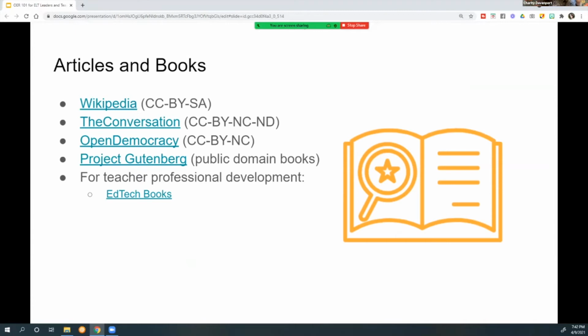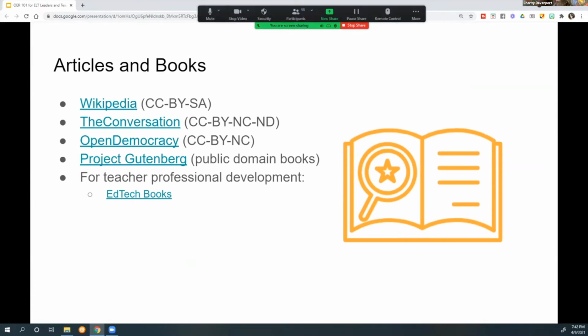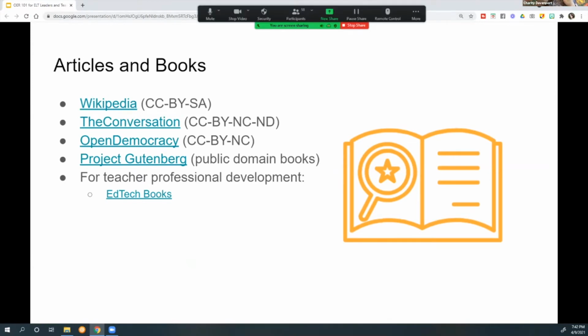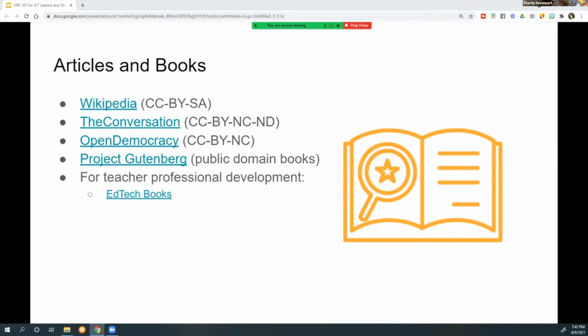So for text, I think a lot of people use Wikipedia, but I don't think most of them know that Wikipedia is an open resource. It is licensed CC BY-SA, so you can take that text, edit it, republish it and put it somewhere else. I think Wikipedia is kind of hard to read, so it's perfect to take some text that you like and edit it to make it more readable for students.